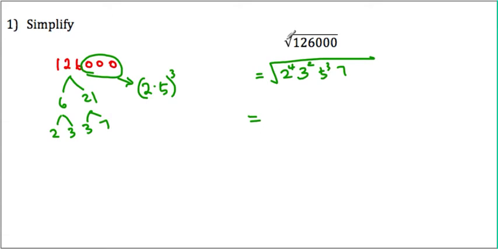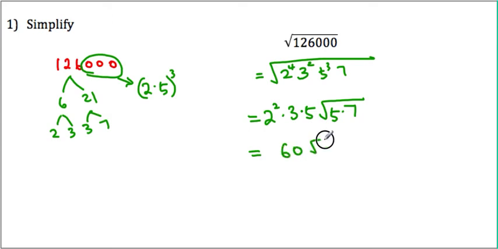So you can easily see that 2 squared can come out from here, and 3 can come out from here, and 5 can come out here, while leaving the other 5 inside and 7 inside. Then here we have 60 square root of 35. That becomes our answer.